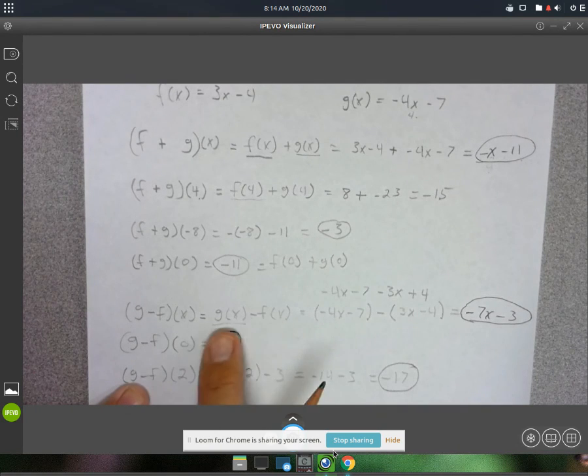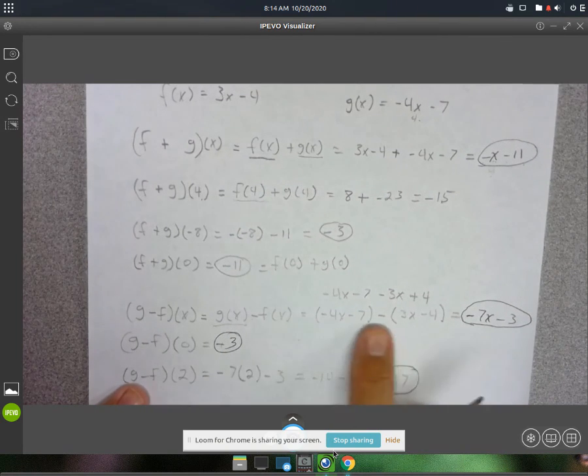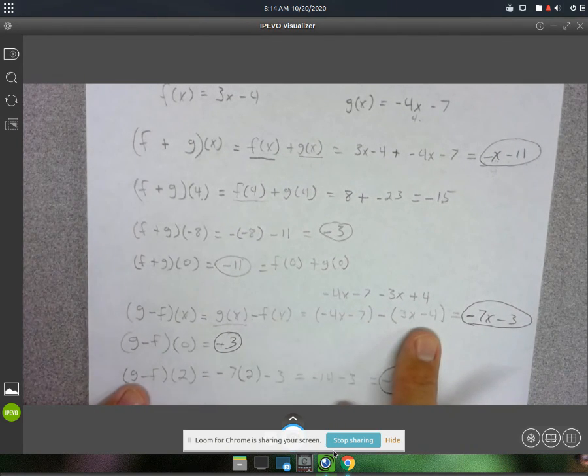All right. So on the minus ones, make sure you put these in parentheses. Make sure you write it in the right order too. It's g minus f, not f minus g. Then use your little distributive property right there, and you should be golden.